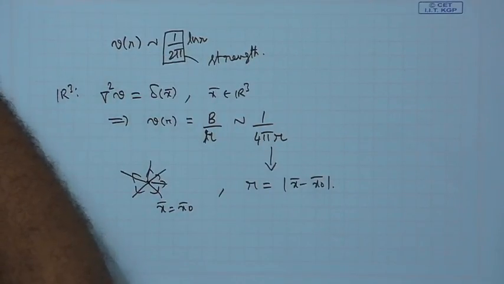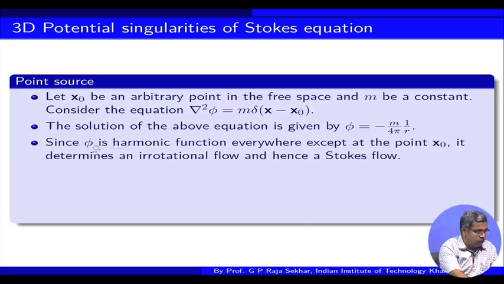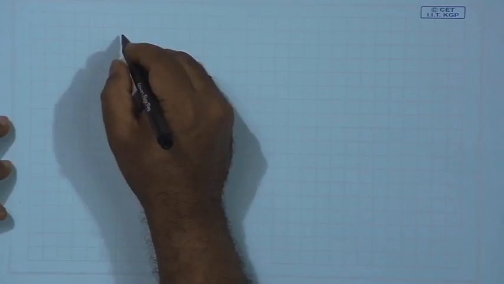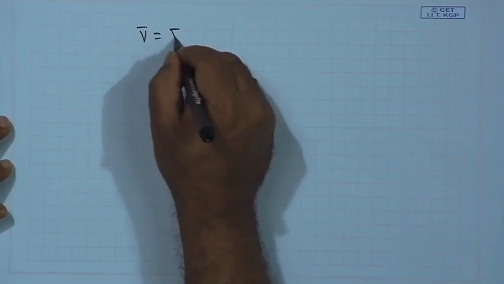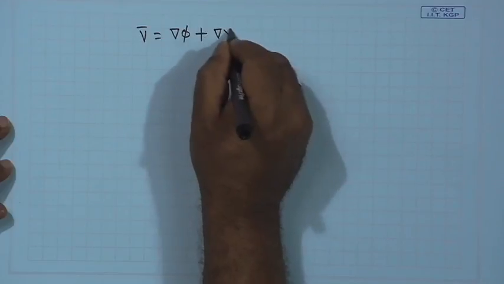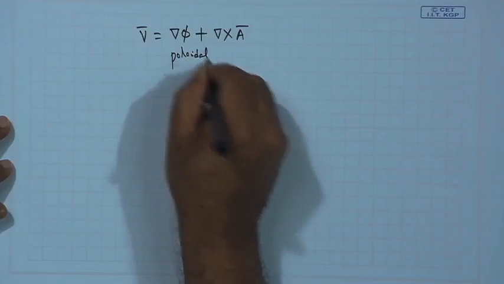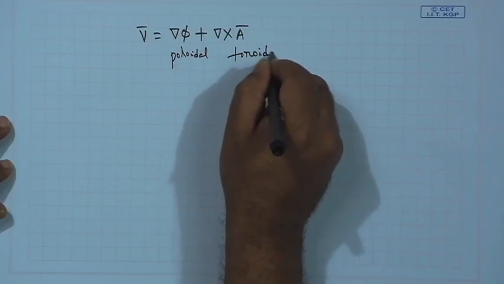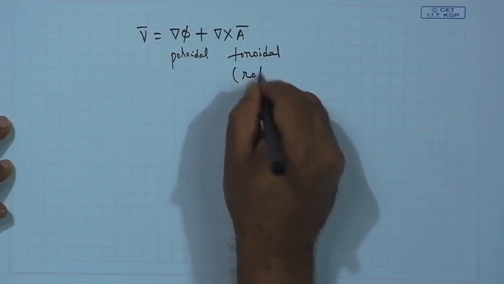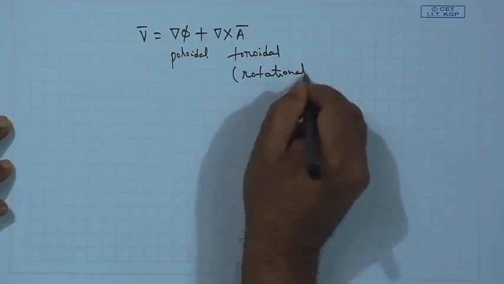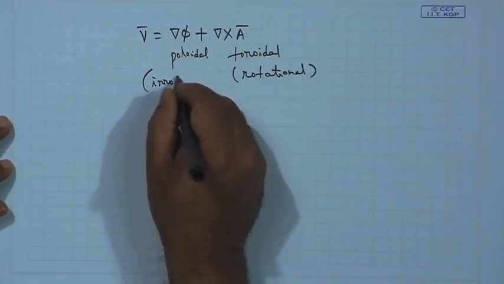Now, phi is harmonic because it is a velocity potential everywhere except the point x naught, because it is a singularity. So, it determines an irrotational flow, hence a Stokes flow. Let me explain this statement. Any vector field can be decomposed into poloidal and toroidal parts. So, that means this is the rotational and this is irrotational.